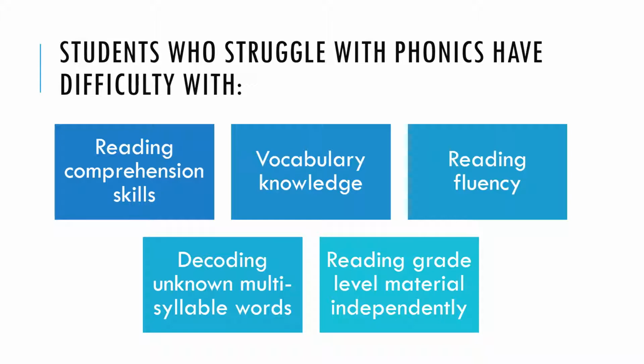So when students struggle with phonics, it negatively affects their reading comprehension skills, their vocabulary knowledge, their reading fluency. Adolescents with weak phonics skills lack effective strategies for decoding unknown multi-syllable words. Once a student hits 5th grade, they encounter about 10,000 or more new words a year in their grade level and content area text. And most of these words have multi-syllables. So it's not surprising that the inability to decode multi-syllable words negatively influences readers' comprehension.